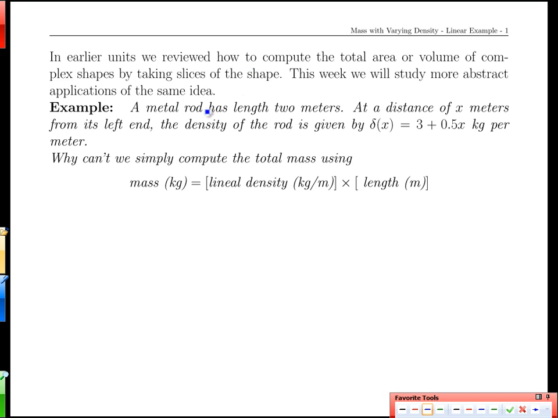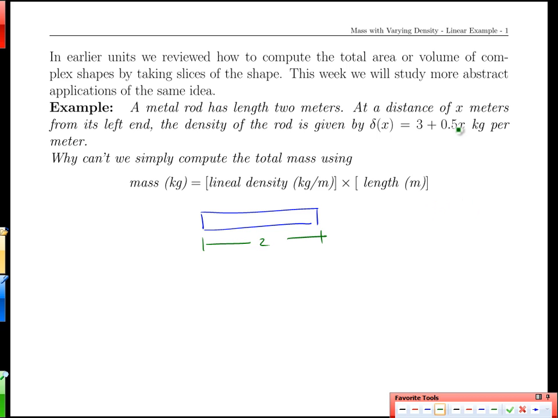So let's imagine we have a metal rod, and it's 2 meters long. So we've got a distance of 2 meters from here to here. And what is interesting about this rod is that it's not made up of the same material all the way through. If we look at this rod, the density is given by delta of x, which is basically 3 plus 0.5x, and the units would be kilograms per meter. So if we imagined 1 meter of rod, how much would that weigh? That's why we'd have units of kilograms per meter for this kind of linear object.